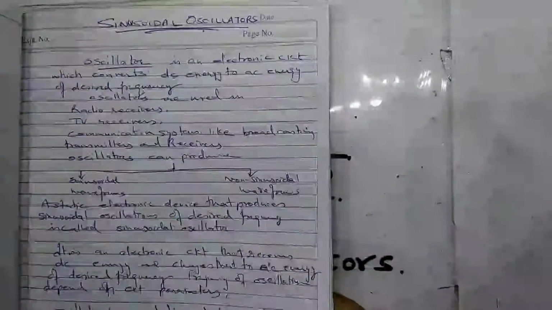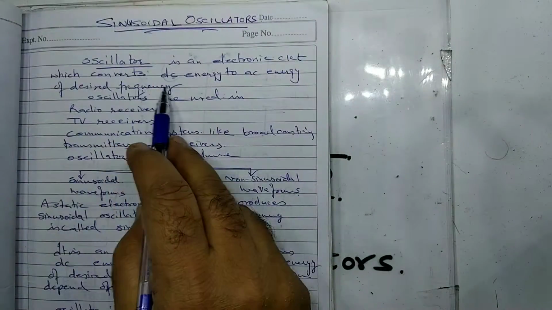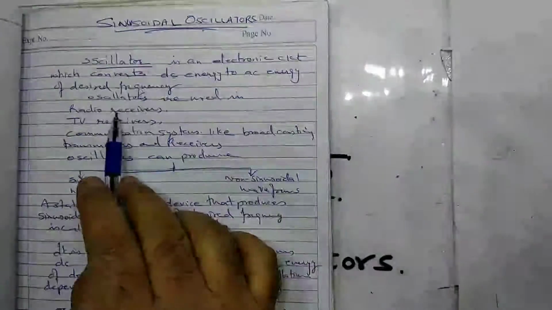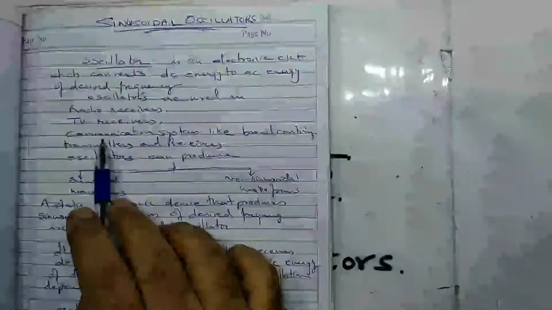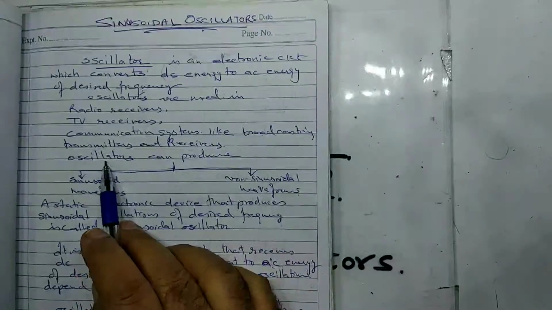An oscillator is an electronic circuit which converts DC energy into AC energy of desired frequency. Oscillators are used in radio receivers, TV receivers, and communication systems like broadcasting transmitters and receivers.